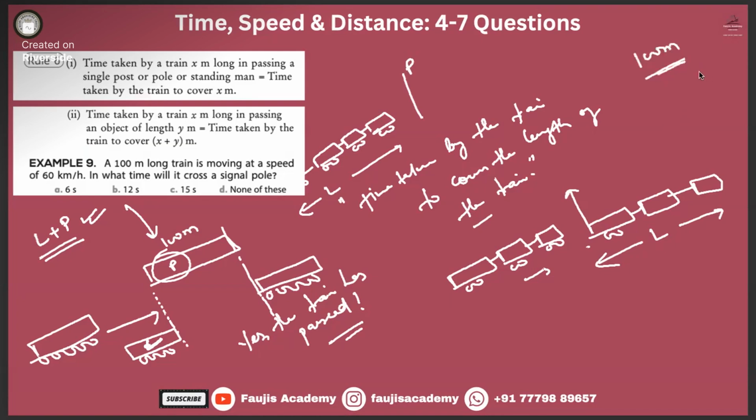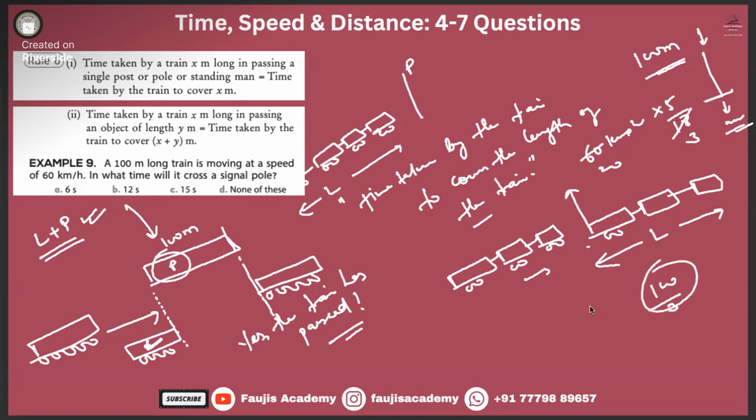100-meter long train, and if it's a signal post, it will be like this. The distance of this signal post is negligible, so we do not count that. Basically, that's how it happens. The train is running at the speed of 60 km/h. We need to turn it into meter per second, 5 by 18. How much is that? 100 by 3. Right? Is it correct? Yes.